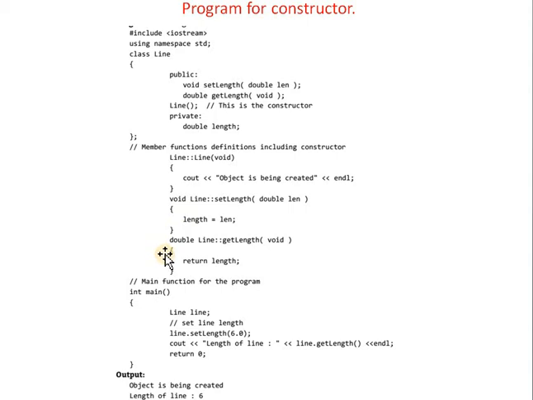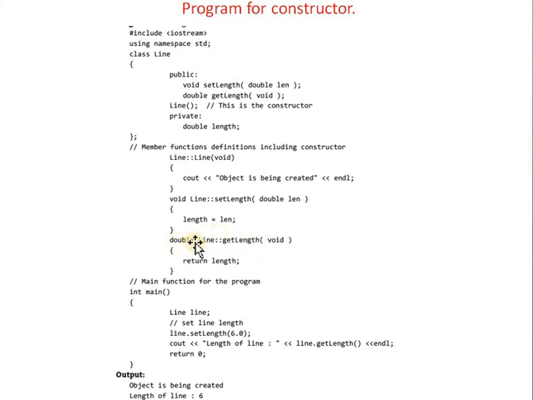Here the actual argument, the actual parameter, takes the value of the formal parameter or formal argument. Then next, another function is defined in the class, that is getLength. The getLength function returns the value for the length. Here the getLength function is defined.